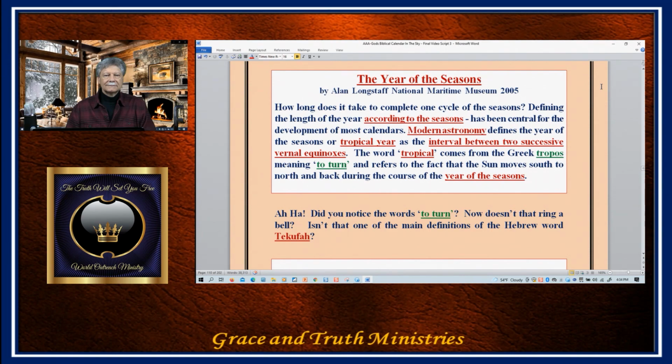Now, quoting from The Year of Seasons by Alan Longstaff. How long does it take to complete one cycle of the seasons? Defining the length of the year according to the seasons has been central for the development of most calendars. Modern astronomy defines the year of seasons or tropical year as the interval between 2 successive vernal equinoxes. Now get this. The word tropical comes from the Greek tropos, meaning to turn. What? Meaning to turn, and refers to the fact that the sun moves south to north and back during the course of the year of the seasons.